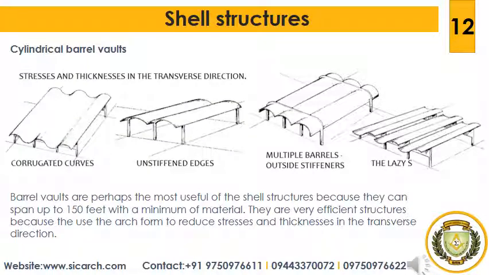The next type is barrel vaults. Barrel vaults are perhaps the most useful of the shell structures because they can span up to 150 feet with a minimum of material. They are very efficient structures because of the use of arch form to reduce stresses and thicknesses in the transverse direction.